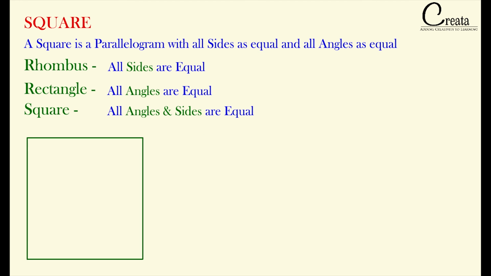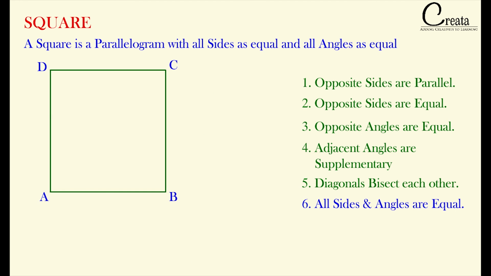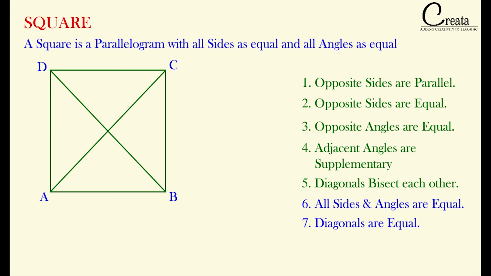Let's talk about the diagonals of a square. The diagonals of a square are equal, and they also bisect each other, being a parallelogram. In addition to this, the diagonals of a square are perpendicular bisectors of each other. You can easily prove the same. A small exercise for you.